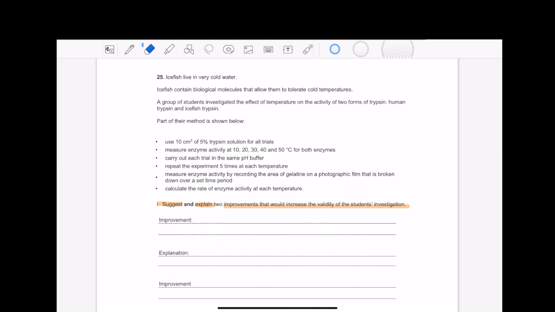Sometimes this question comes up as not a 2-point sort of thing, because here it says 2 improvements and then 2 explanations, but sometimes it can come up as 4 improvements and 4 explanations. Either way, the more the merrier, more points. It's very easy to identify these common pitfalls in the method.